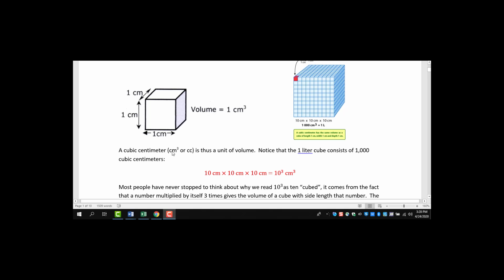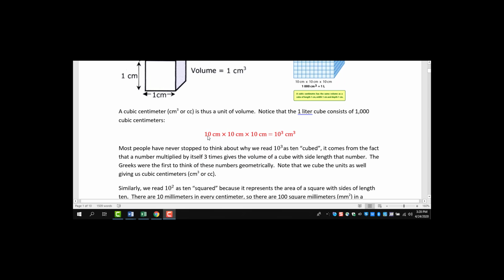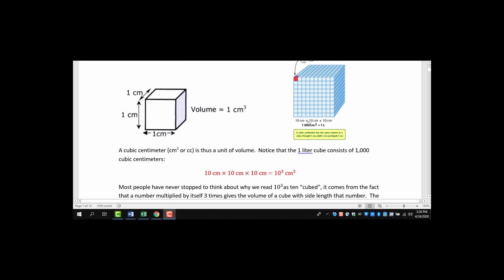Cubic centimeter, which is written sometimes like this and sometimes like this, is thus a unit of volume, like a gallon, but it's smaller. Notice that 1 liter consists of 1,000 cubic centimeters. So 1 liter is 10 centimeters by 10 centimeters by 10 centimeters. Length times width times height. 10 times 10 times 10 is 10 cubed, which is 1,000. Centimeter times centimeter times centimeter is centimeter cubed.